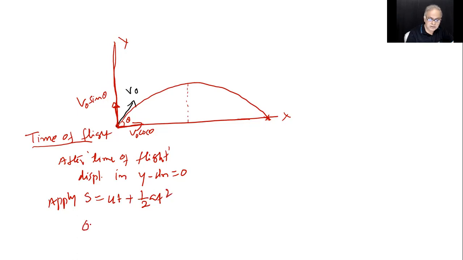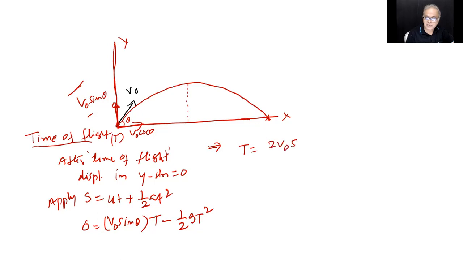So 0 equals, what is u in the y direction? I should take only the y component, not this one, neither this one. So how much is that? V0 sine theta. Let me say time of flight is t, minus half g t square, isn't it so? So it implies t equals, if I take it that side, 2 goes, 1 t cancels, 2 V0 sine theta by g.